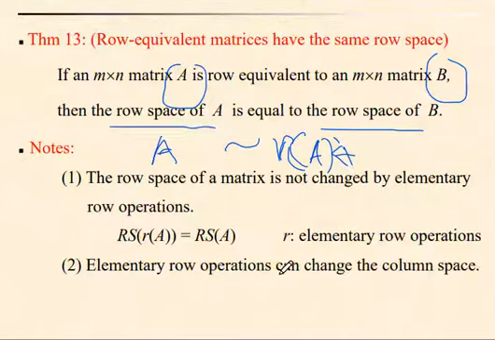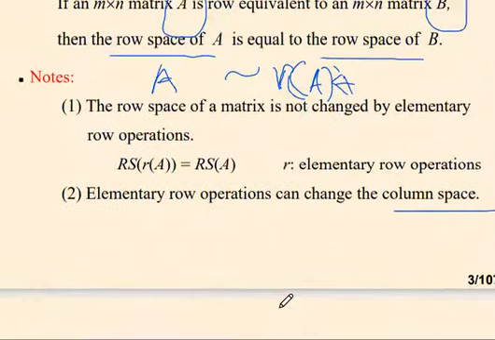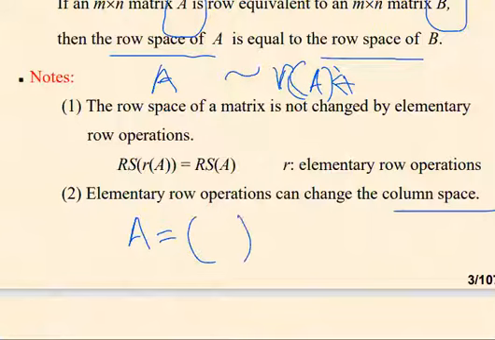So an elementary row operation can change the column space, right? Because you are doing row operations, so it will change. Here you have A, and these are your columns, right?